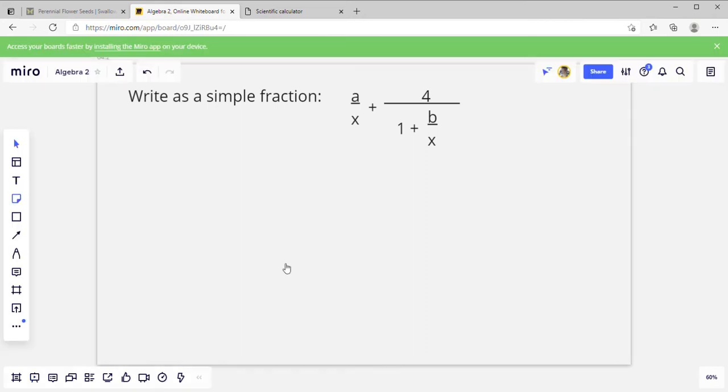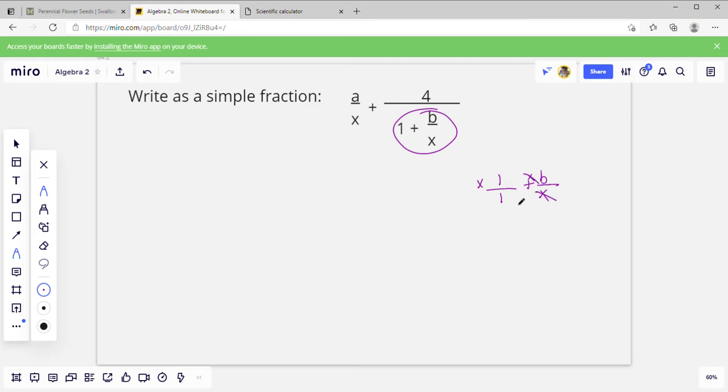Alright, so on this one I'm going to start by getting rid of this part. So I've got 1 plus b over x. I'm going to go ahead and write my 1 as 1 on top of a fraction. And I want x to be my new bottom, so I'm going to multiply this times x and that times x. These cancel. And I'm going to have x over x plus b over x, which would be x plus b over x. Okay, so that got rid of that part.